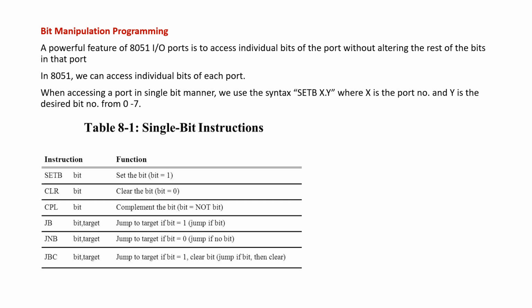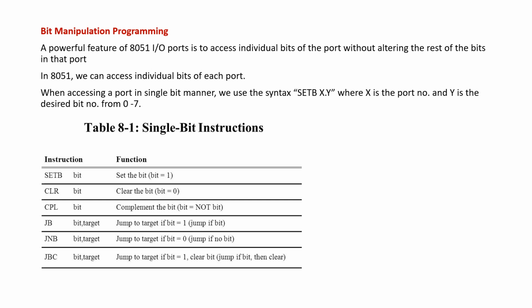Complement bit, CPL, will alter the value of the pin from 0 to 1 or 1 to 0. JB bit, target: if the bit is high, then the program will jump to the target subroutine. JNB bit, target: if the value of the bit is 0, then the program will jump to the target subroutine.